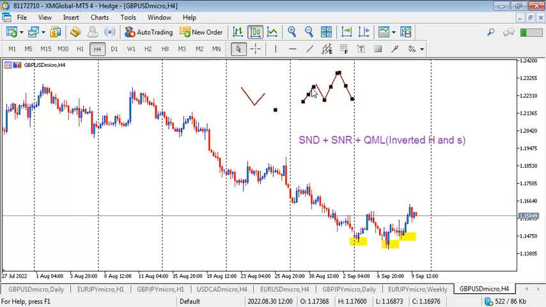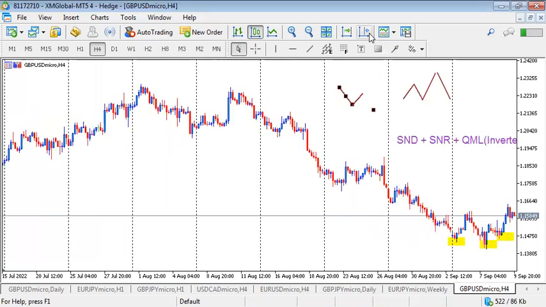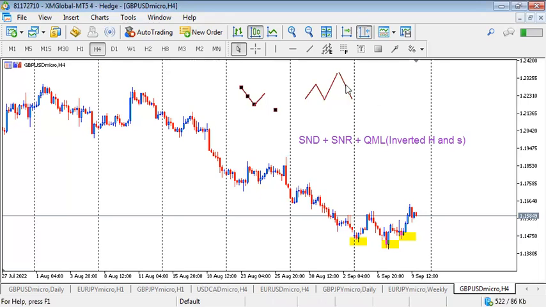Sorry, I'm kind of old school. I haven't fully integrated myself into TradingView, so I'm still transitioning. So excuse my use of MT5. I know most people are on TradingView now.